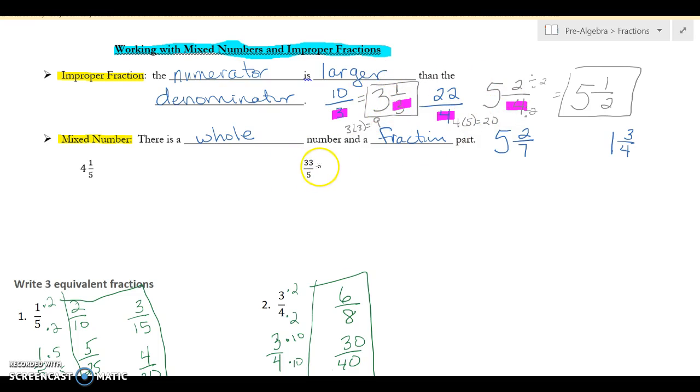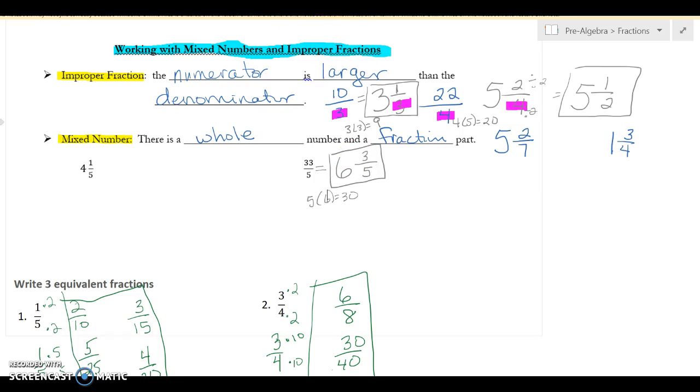So why don't you try this one right here. Okay, you should have noticed that 5 goes into 33 6 times, and 5 times 6 is 30. So that means I have a remainder of 3. And then remember, the denominator stays the same. So it's 6 3/5.